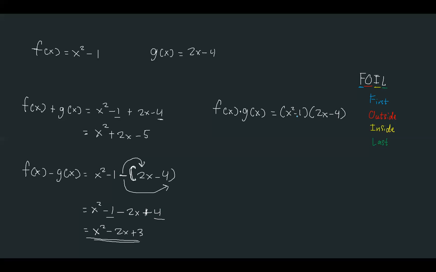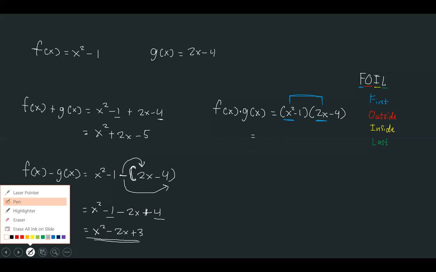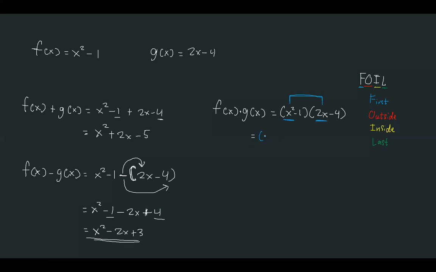Okay. So what are the first terms? So the first terms here are x squared and 2x. So you're going to multiply them both. So in this case, I'm just gonna put the equal sign here. So in this case, we're going to have x squared times 2x.